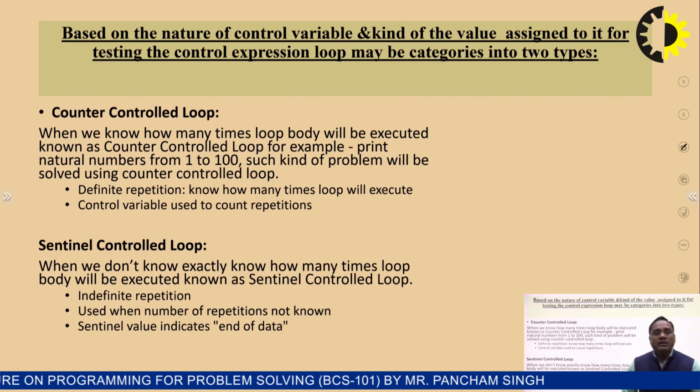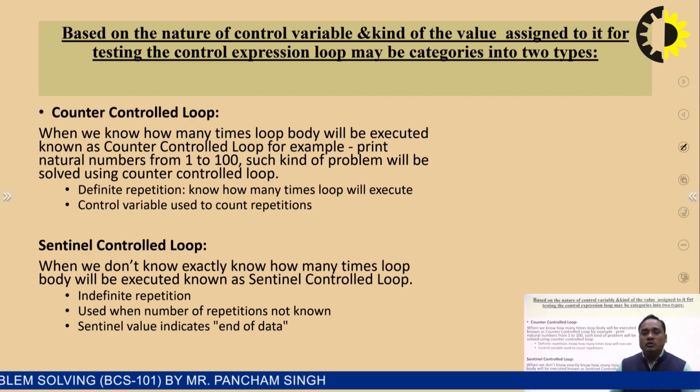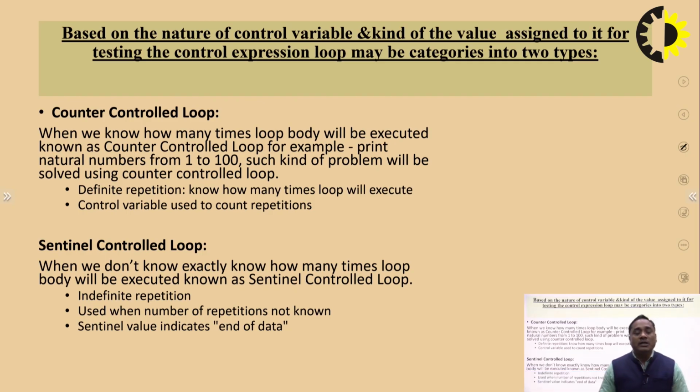The second point is that the number of repetitions is not known. We do not know how many times your program is going to repeat or how many times it is going to check the condition; that is not known by the user or the programmer. Sentinel values indicate the end of the data. So basically we divide loops into counter control loops and sentinel control loops.